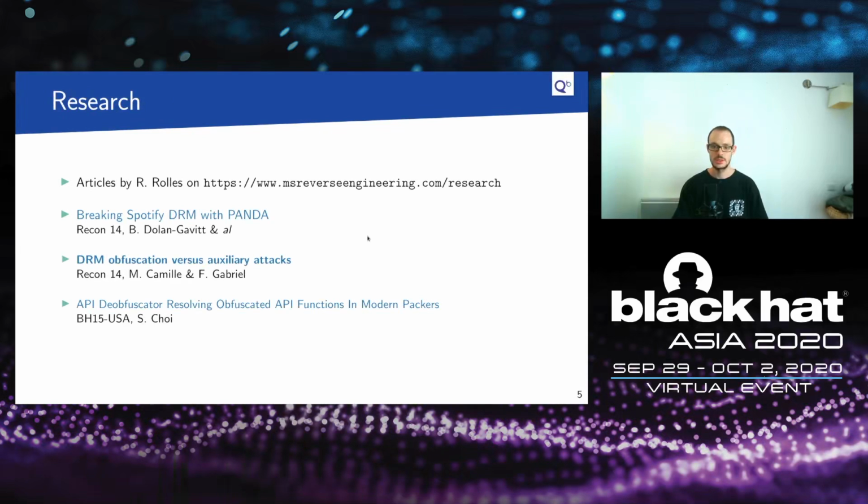This topic is not new, and there are a lot of presentations and papers about it. Especially in 2014, two former colleagues of Quarks Lab presented some work on attacking white box using auxiliary attacks. They were basically using dynamic traces, and they showed how they managed to break the white box using dynamic traces generated by Intel Pin.